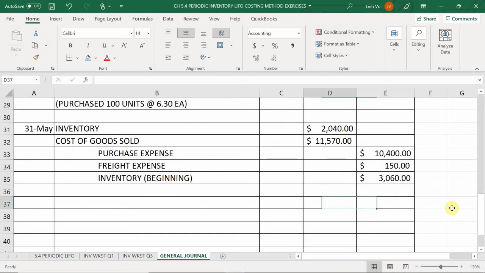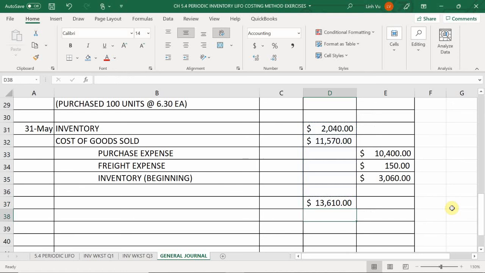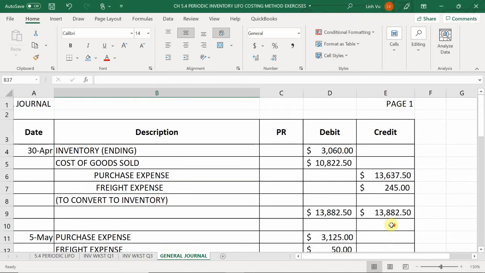3,060. Good. So let's go ahead and test our equation to make sure that our total debits match our credits. I have a grand total of 13,610 on the left, and a grand total of 13,610 on the right. Last thing here, to convert to inventory. And that is it for this exercise here.